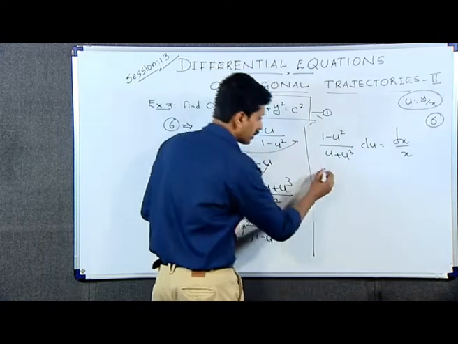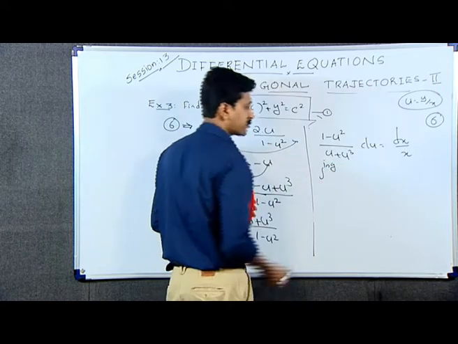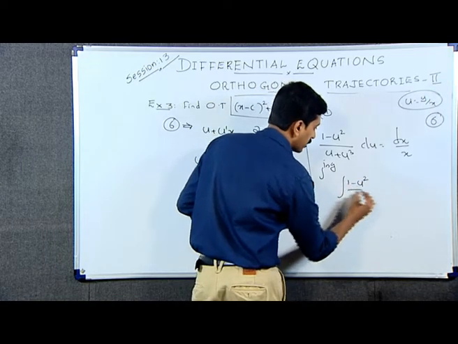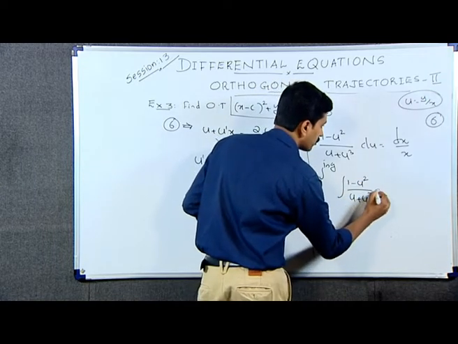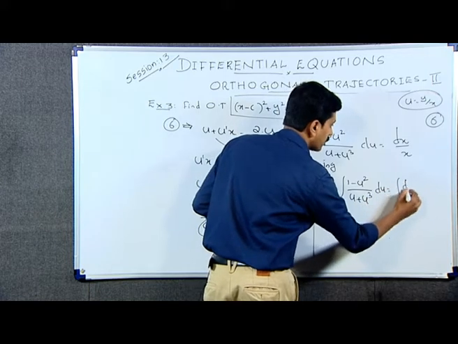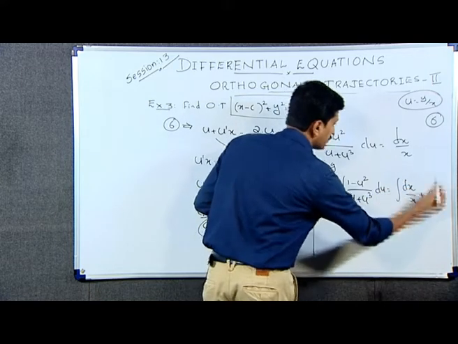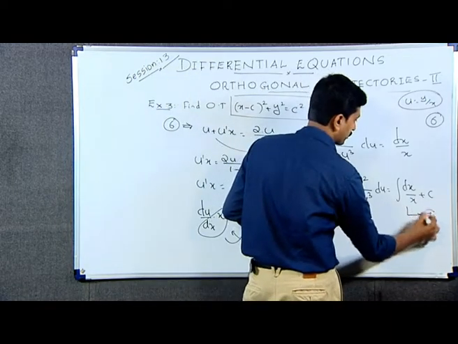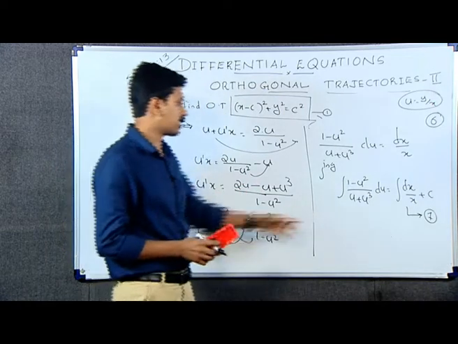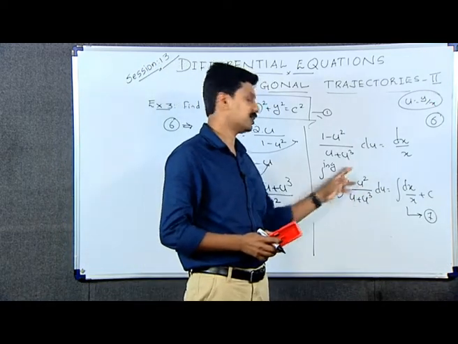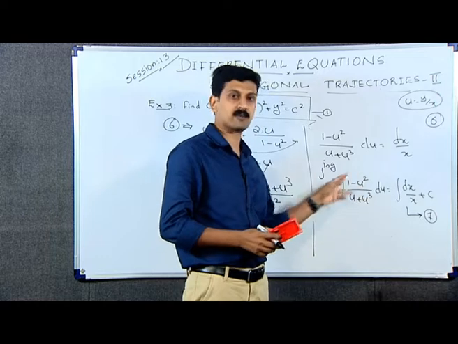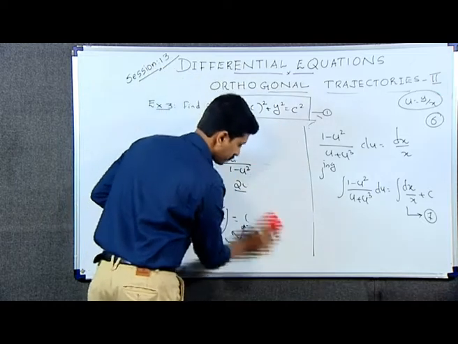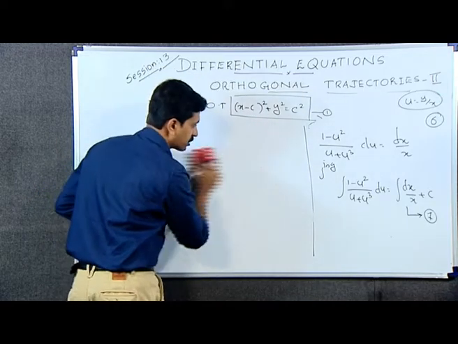So, I would like to integrate both sides. It will be the integral of 1 minus u square divided by u plus u cube du is equal to the integral of dx by x plus c. I am taking this as equation number 7. See, in 7, on the left side we have to make it a partial fraction. So, how will we change it into a partial fraction?